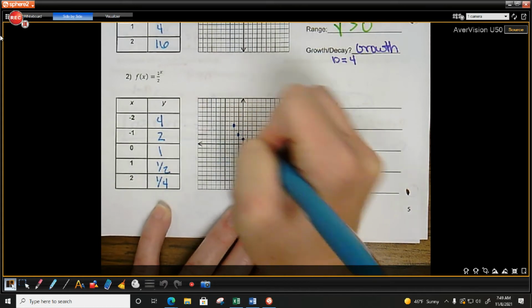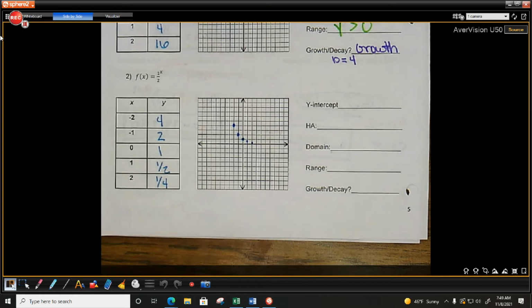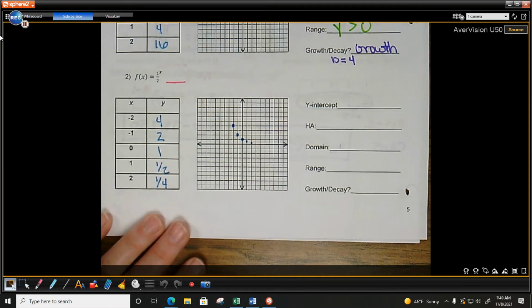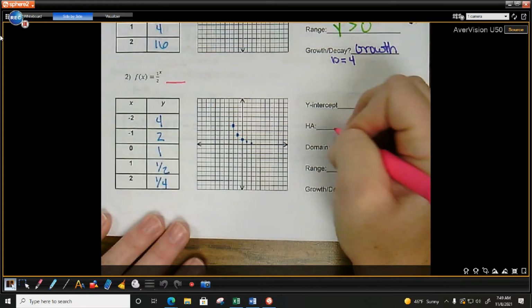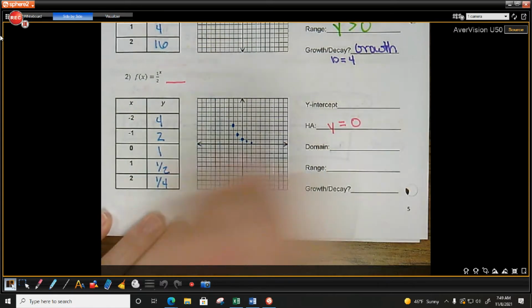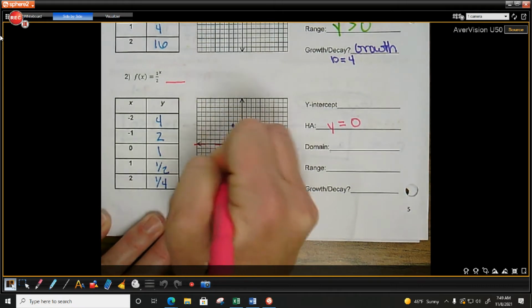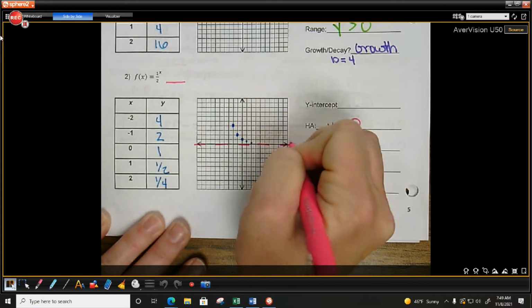Again, don't draw your curve until you have your horizontal asymptote drawn. Are we doing this with me? Don't draw your curve until you have your horizontal asymptote. Do I have a plus or minus number out to the side? No, so what's my horizontal asymptote at? Y equals 0. Remember, your horizontal asymptote is a line. It's a horizontal line, so you have to have the y equals. So it's essentially just the x-axis. Draw your dashed line over the x-axis.